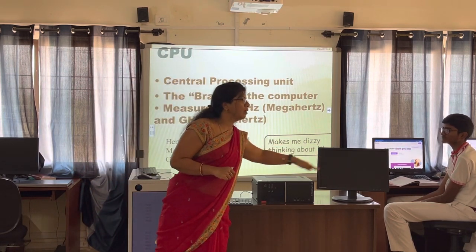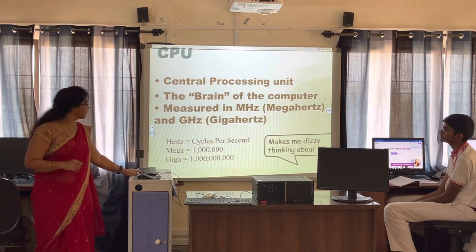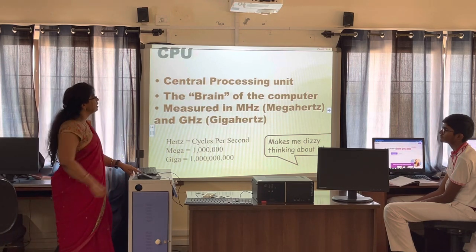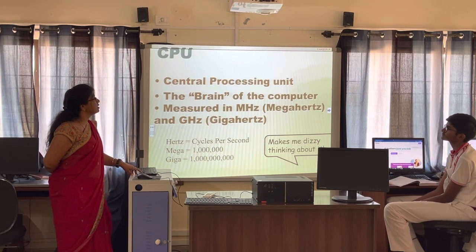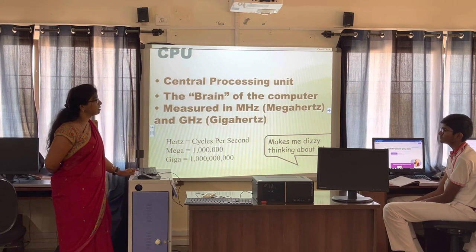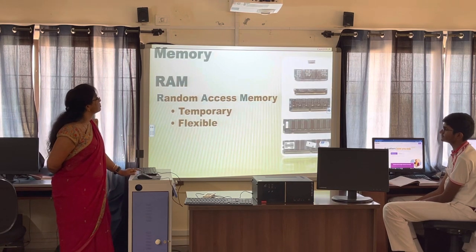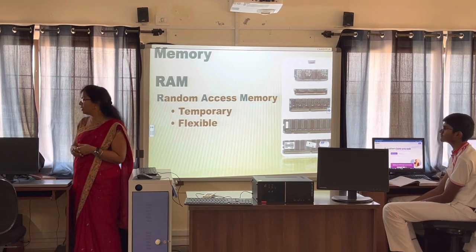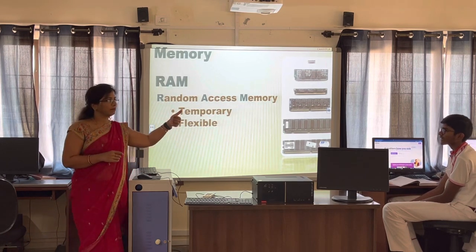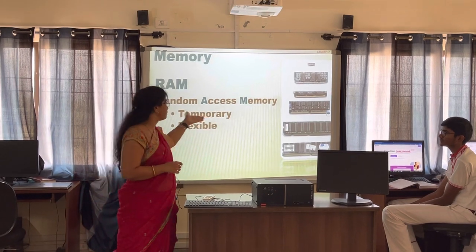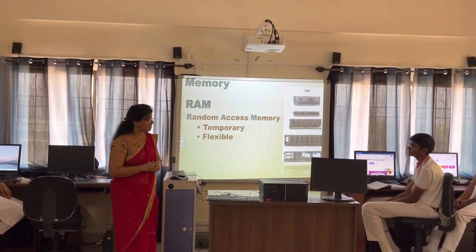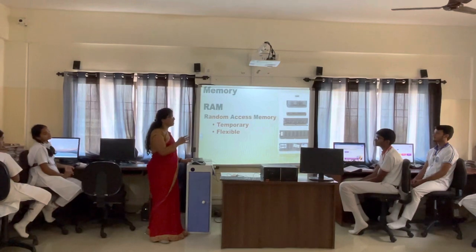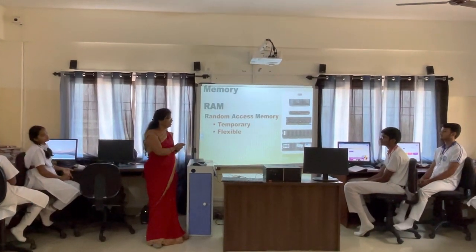Finally, coming to your monitor. As I say, the brain of the computer is measured in megahertz and gigahertz. Memory part: what are the different memory parts available in the computer system? RAM. What's the full form of RAM? Random access memory. Yes. Which is temporary in nature.